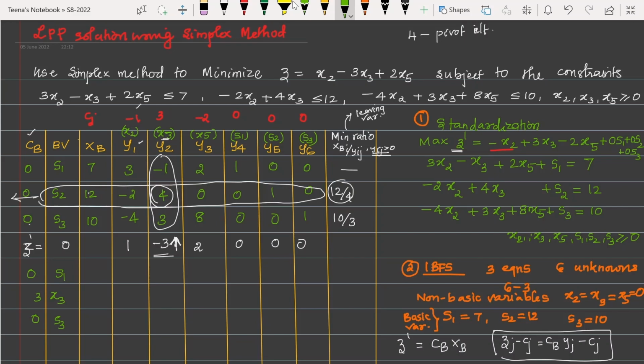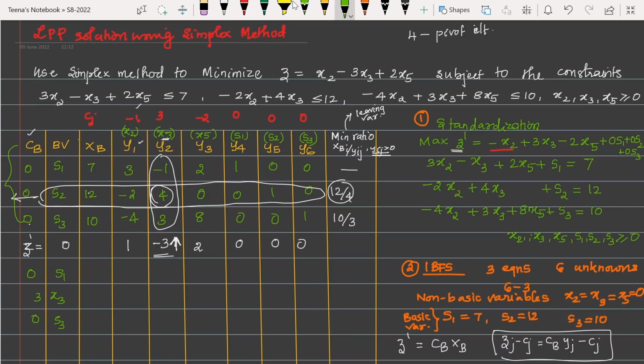Okay, so now the first step is to make the pivot element equal to 1. The idea behind this is, you can notice from the first iteration that the basic variables form an identity matrix. In every iteration, the columns corresponding to the basic variables form an identity matrix. So here you have 1 0 0, 0 1 0, 0 0 1. Hence the columns corresponding to the basic variables form an identity matrix.